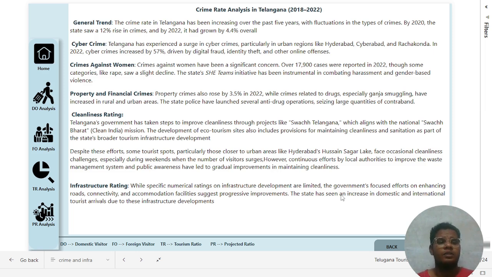Okay, these are all for the crime rate analysis, the cleanliness rate, and the infrastructure rating. The government is always focused on increasing the infrastructure rating. I believe the government is focused on infrastructure. Okay, let's get into the next slide.